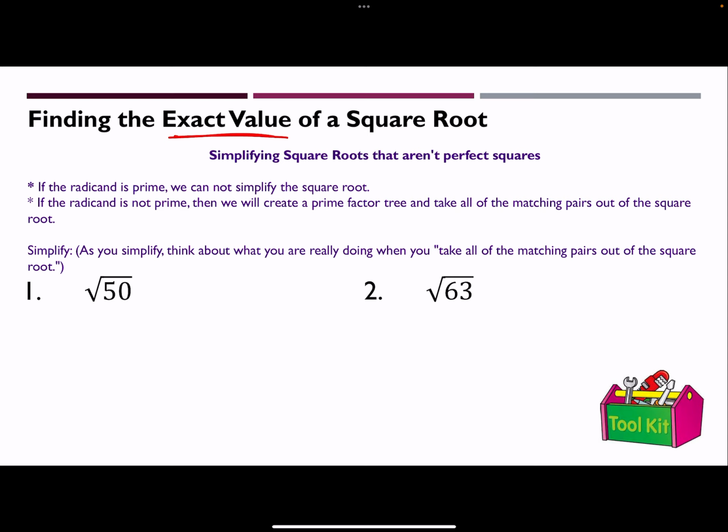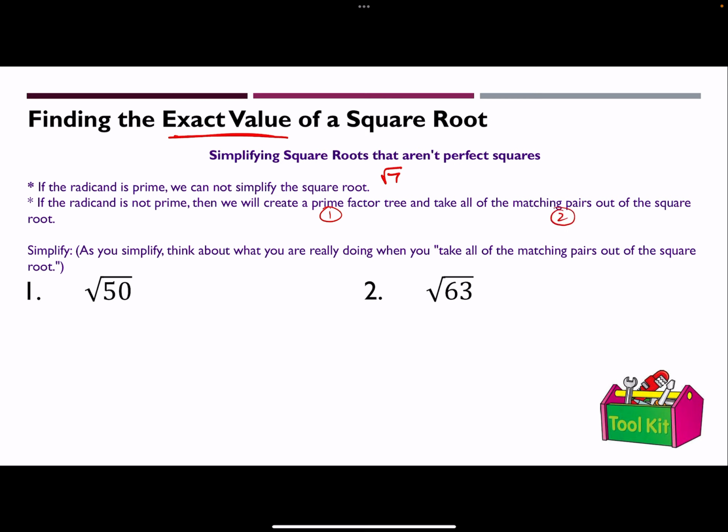This is what we do if we get a square root that isn't a perfect square, and you're asked to simplify it. So look at these 2 stars here. If the radicand is prime, remember, a prime number can only be divided by 1 and itself. So for example, square root of 7, right? 7's prime because the only things that go into 7 are 1 and 7. So if the radicand is prime, we can't simplify the square root. Done. There's nothing you can do. If the radicand's not prime, so for example, number 1 here, square root of 50, then you're going to create a prime factor tree, so that's step 1, and you're going to take all the matching pairs out of the square root, so that's step 2.